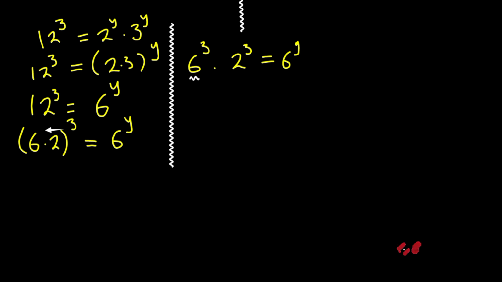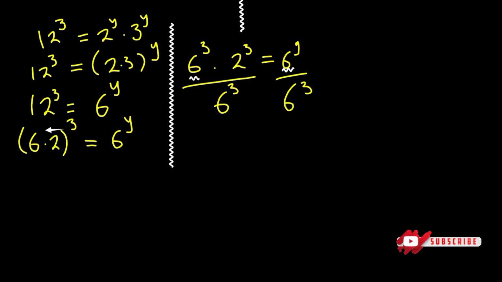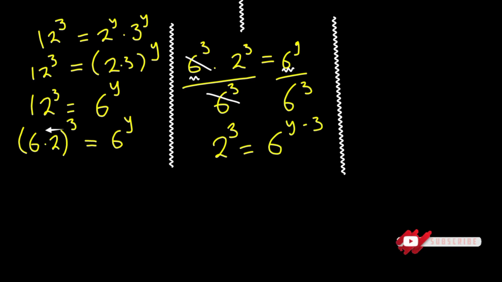Then since these two have the same base, let's just go ahead and divide both sides by 6 to the power of 3. That's 6 to the power of 3, right? Then here we're going to have this cancel this, and we're going to be left with 2 to the power of 3, and that will equal 6 to the power of y minus 3. That is, we subtract the power because of the division.